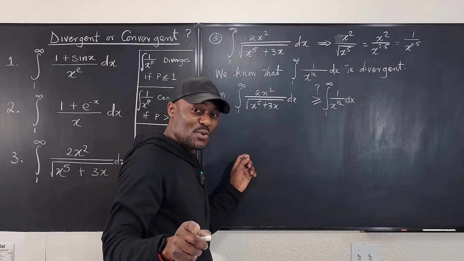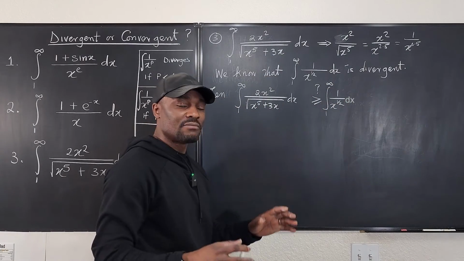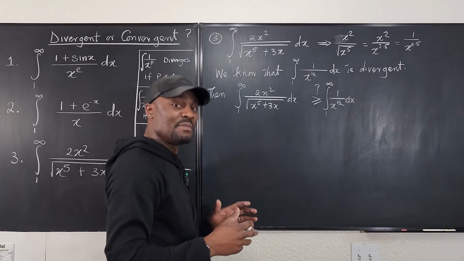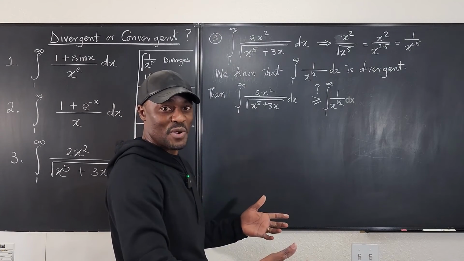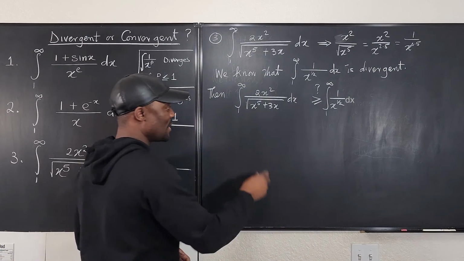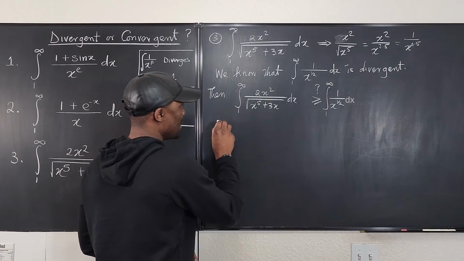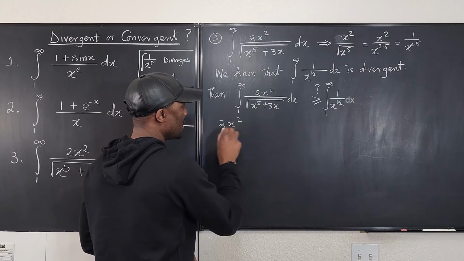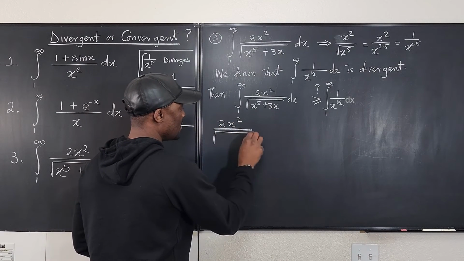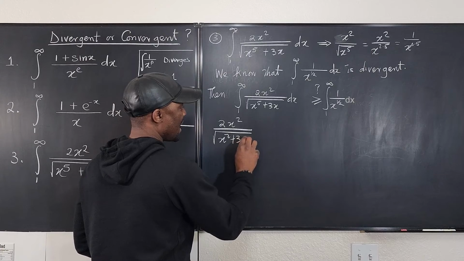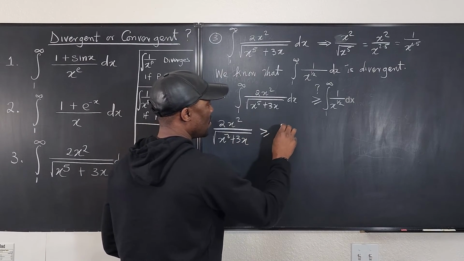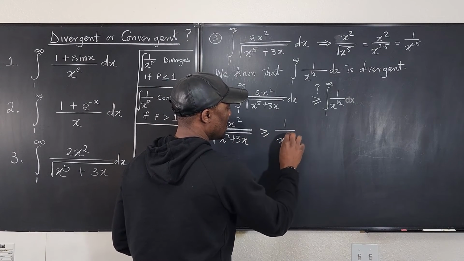So now, because of the square root sign, I may not want to put the two together on the same side, because I'll still have to move it over and then square both sides to get rid of the square root. So I'm going to write it this way. I'm going to say 2x squared over the square root of x to the fifth plus 3x will be greater than or equal to 1 over x to the 1/2.